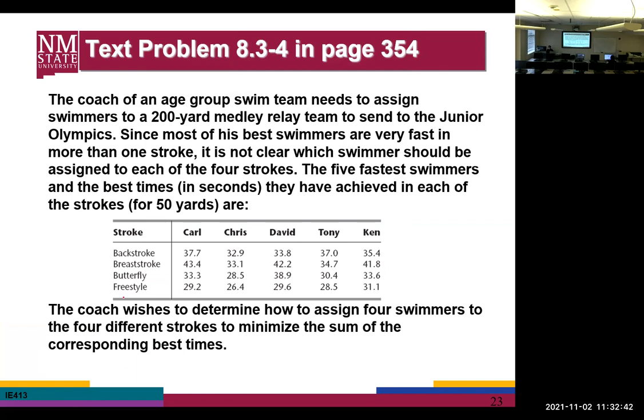In this case, I'd say there is a dummy stroke, and then what you need is to put 0 values. Now you have 5 different strokes and 5 different swimmers, right? So now you should be able to implement the Hungarian algorithm. That's a good question.